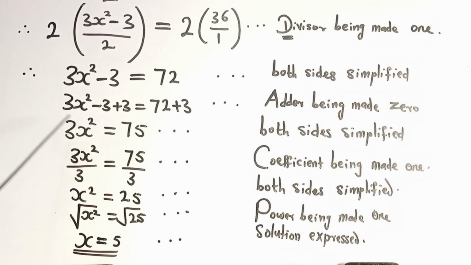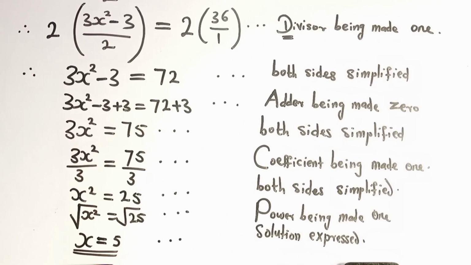Now, after simplifying both sides here, what we are left with is 3x to the power 2 is equal to 75. 3x to the power 2 comes out of this left-hand side. 75 comes out of this right-hand side, and they are both equal. With this, adder has been cleared. It has become 0. Next is going to be how to clear the coefficient.